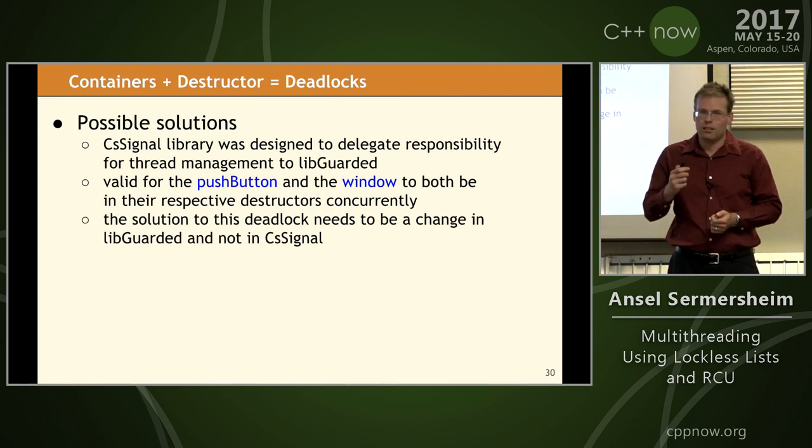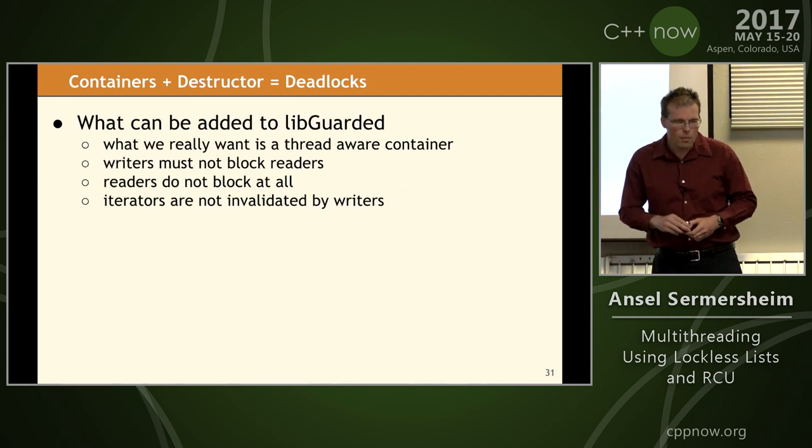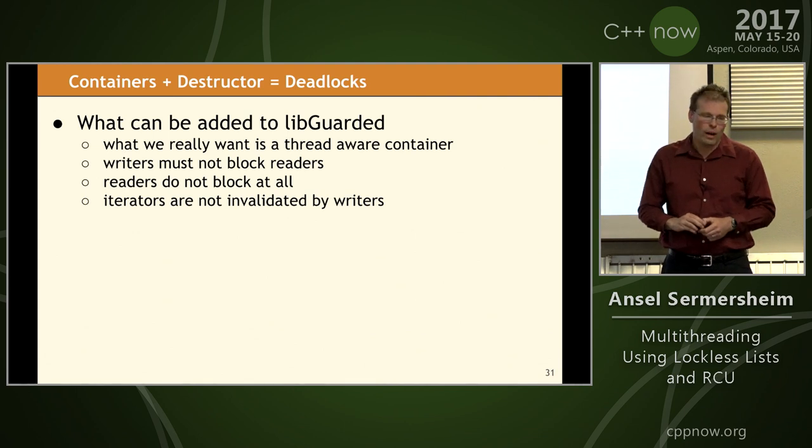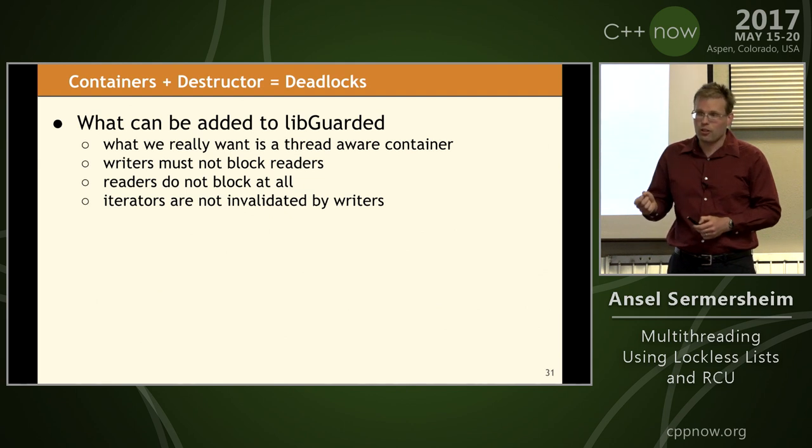We really need another abstraction, another tool in the library. So what we really want is a thread-aware container where writers don't block readers. That's very important. And readers never block. And iterators are not invalidated by writes to the container. If we have these three properties, then we can construct code that works correctly regardless of what order or synchronicity all of these things occur in.